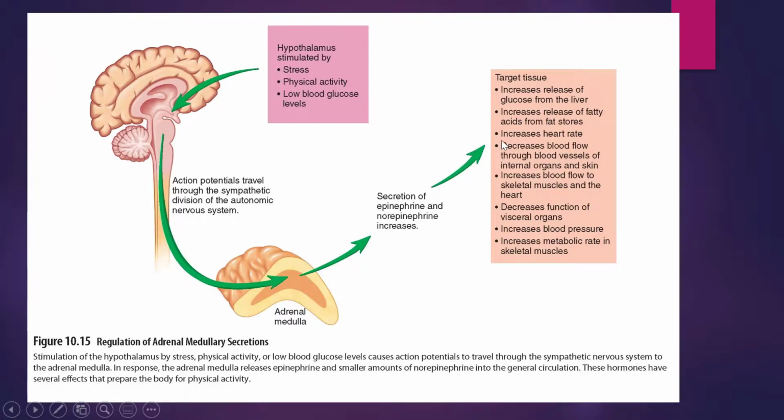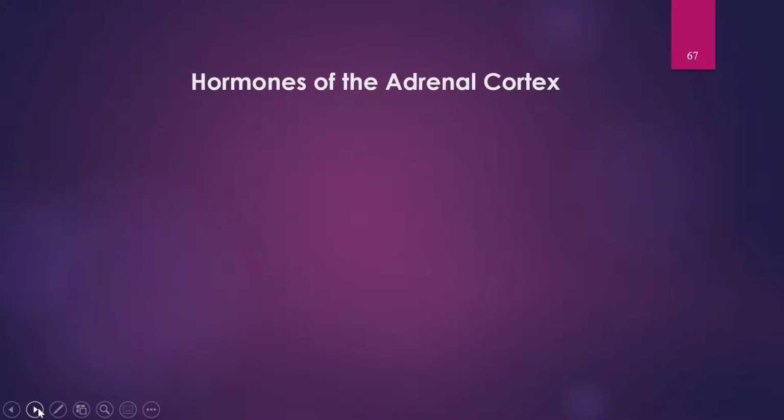Okay, so the target tissues would release glucose in the liver, increase the release of fatty acids from the fat stores, increase heart rate, decrease blood flow through the blood vessels of the internal organs and the skin, and increase blood flow to the skeletal muscles and the heart. You know this already. This has been discussed in A&P1, so I would like you to review that, because I might just give it again as part of your test on Thursday.